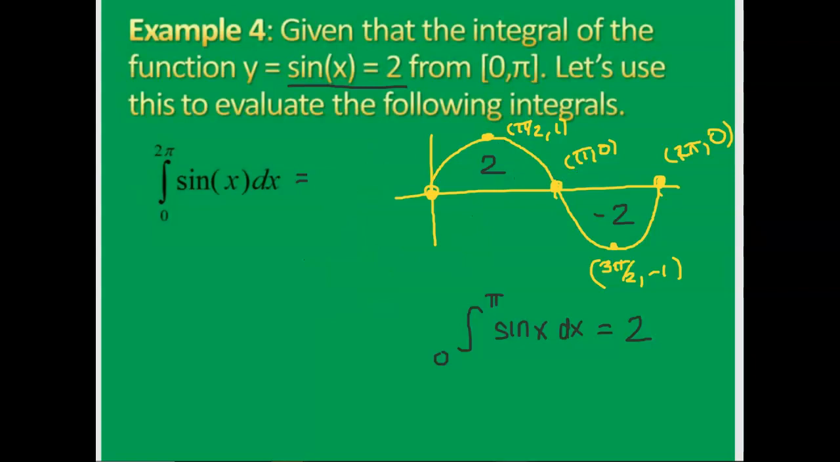So therefore, the integral from 0 to 2 pi would be the sum of the area. So remember I told you that you could rewrite an integral. So it's kind of like 0 to pi plus pi to 2 pi, which we both know both of them now. So that's kind of like saying 2 plus -2, which means the value of my integral from 0 to 2 pi is 0.